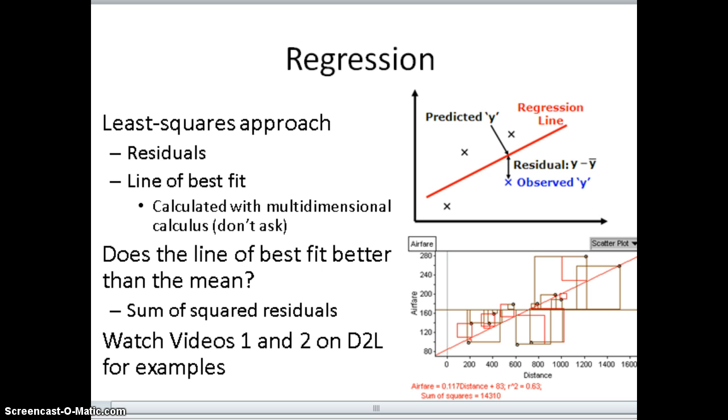If you really want to know how that works, there are videos online, or you can take a multivariable calculus course, and if you do, I'll wish you good luck. We're not going to talk about it in this course. We're not going to go over the multidimensional calculus, and I wouldn't know about it anyways.